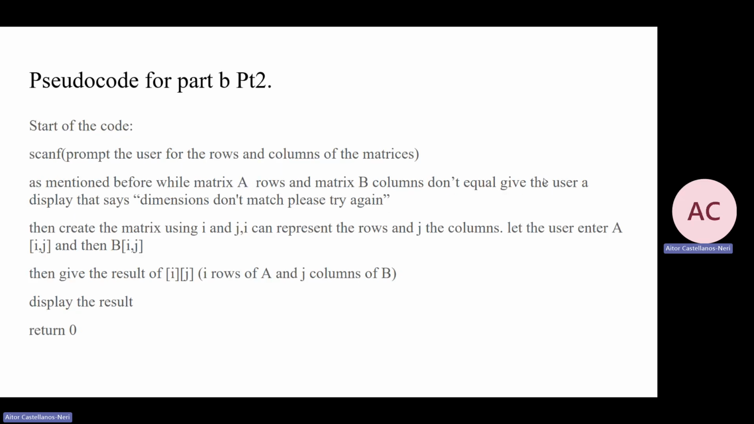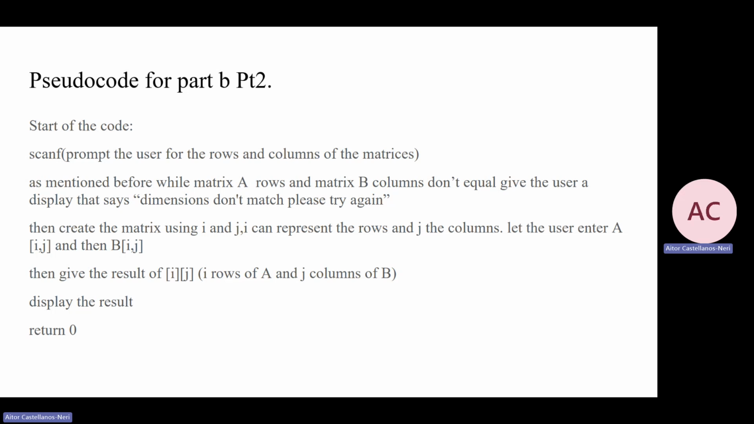Here I made more of a general list of things that I think I'll probably be using. So scanf will be used to prompt the user for the rows and columns. As I mentioned before, we need a display that says try again if they don't match, or if there's some sort of error. We need to make sure we square that right away. Otherwise, we'll be getting results later on that the code will run, but it just won't be the mathematically correct answer. Then we'll be using int i, j for the rows and columns, just generally using this for matrix purposes.